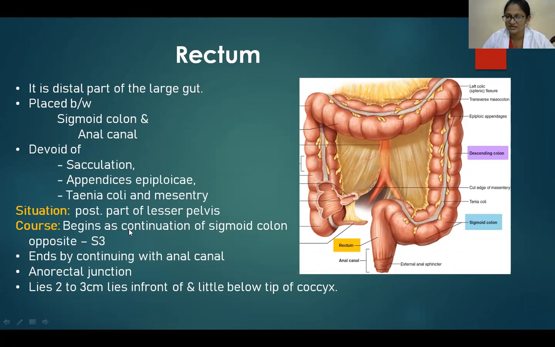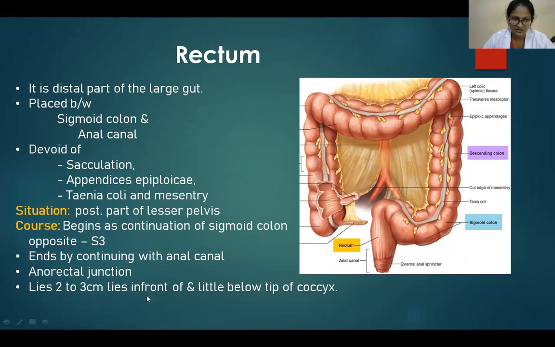Course means it is the continuation of the sigmoid colon at the level of S3, opposite the third sacral vertebra. At the level of the third sacral vertebra, the sigmoid colon continues as the rectum, and it ends by continuing as the anal canal.